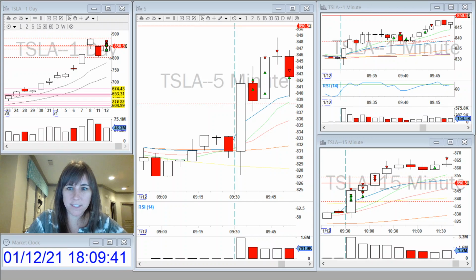I traded Tesla today as a 5-minute opening range breakup and also a 15-minute opening range breakup. Last week I had two max loss days on Thursday and Friday, and I spent the weekend reviewing my journal from last week and really reflecting on my trades.